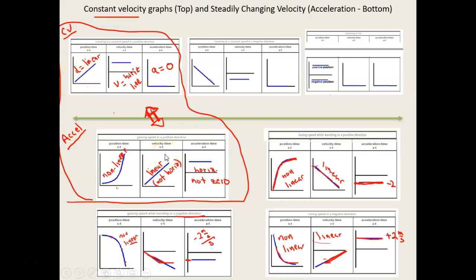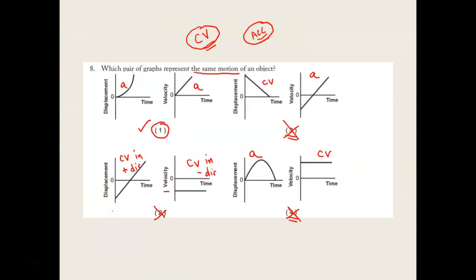If we're accelerating, you're going to have a horizontal line for acceleration, but it's not going to be at 0. So it's going to be a horizontal line above or below the axis, depending on whether you have positive or negative acceleration. You're going to have a linear change in your speed or velocity, and a non-linear change in your distance or displacement. And then once you see how these all represent constant velocity and these all represent steadily increasing speed, then you can answer these questions without too much difficulty.